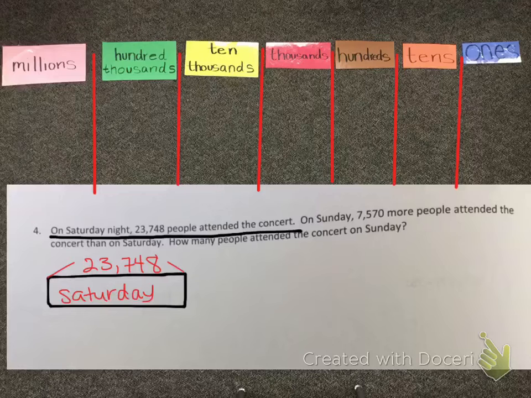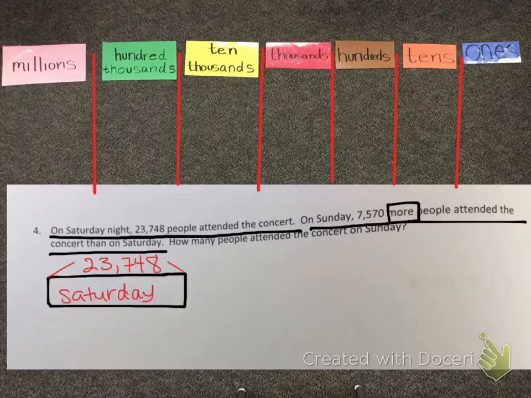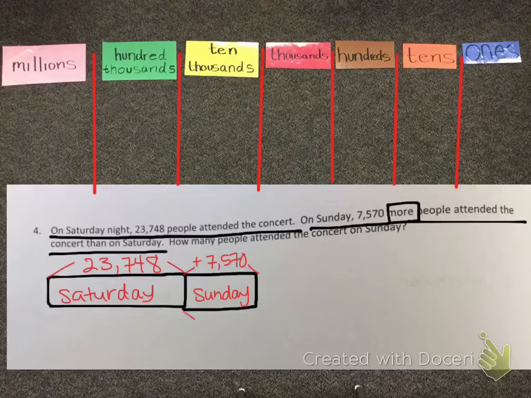On Sunday, 7,570 people more. Okay, this is interesting. More people attended the concert than on Saturday. All right. How many people attended the concert on Sunday? So it looks like there's a little plus here. Kind of like a little plus for Sunday. All right. And they're saying, we don't know the total, but it was an increase of 7,570 more than Saturday. So they want to know, hey, what's the total amount on Sunday?